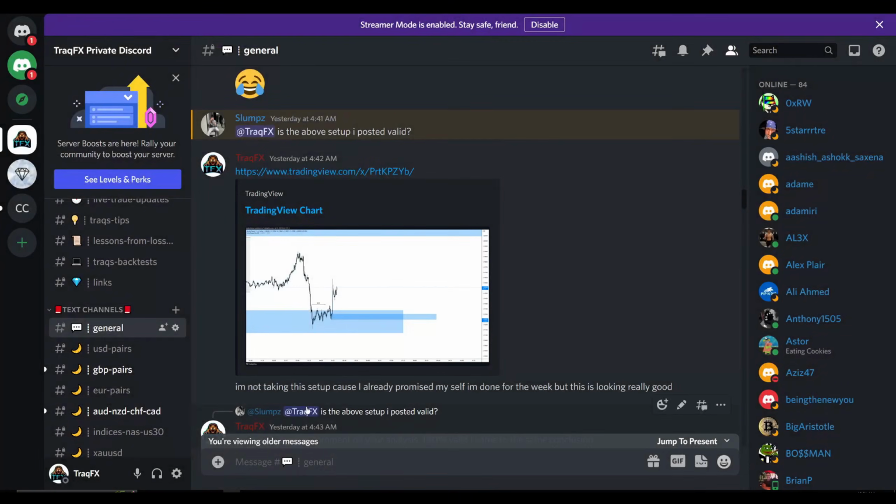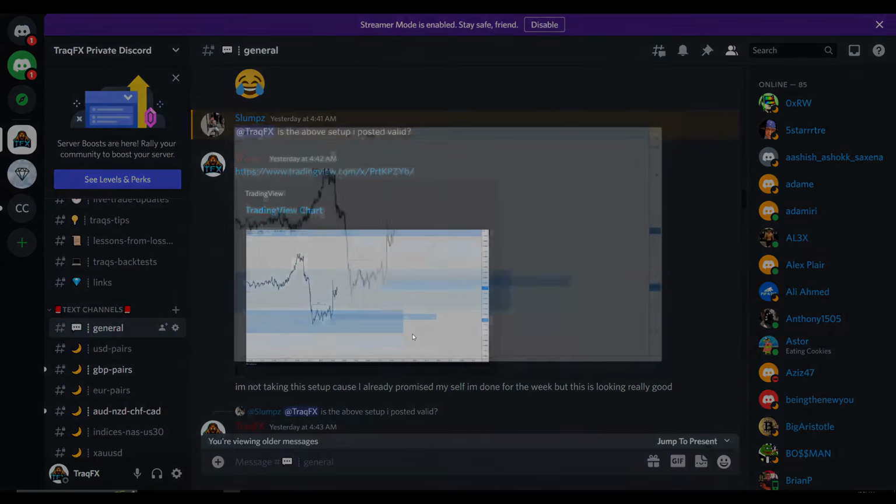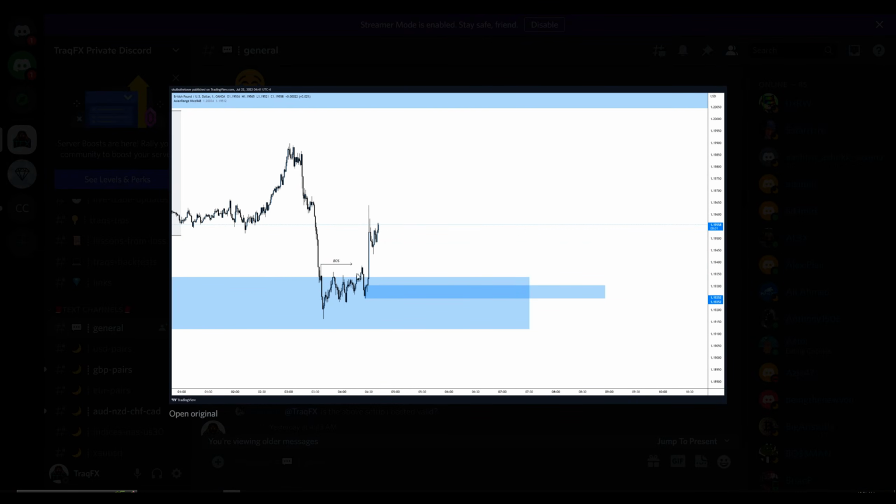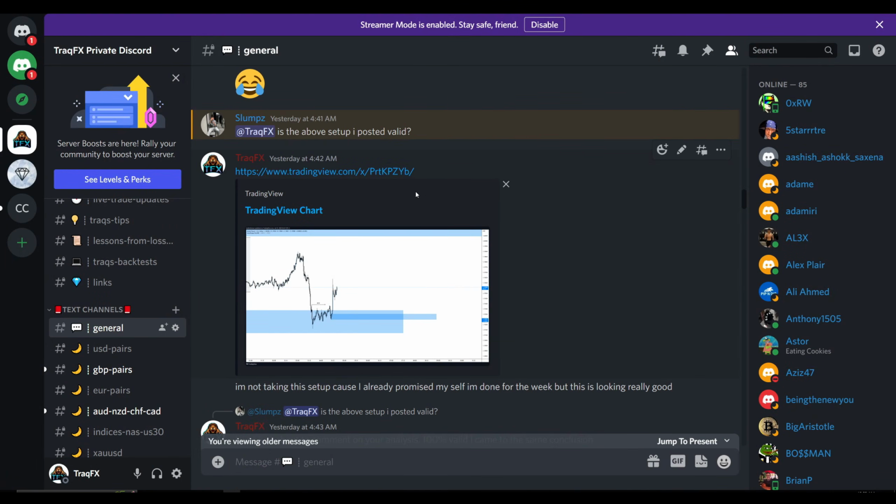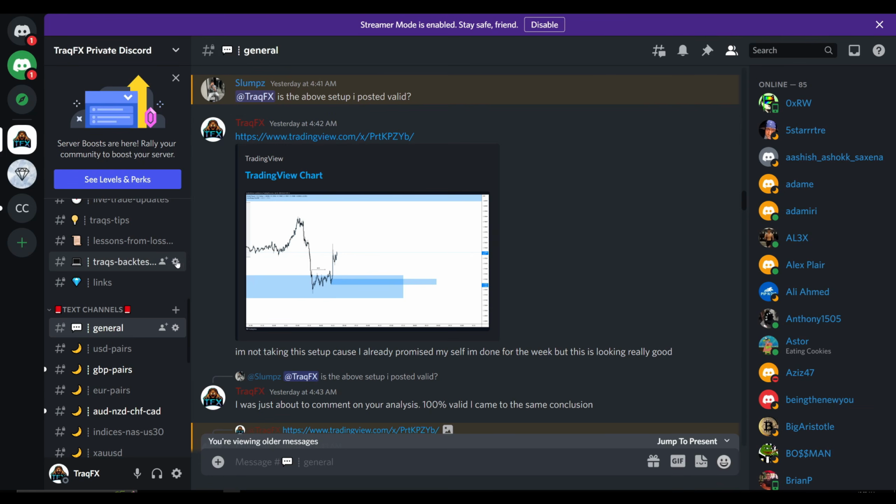I said that I'm not taking the setup, because I already promised myself I'm done for the week, but this is looking really good. We had this nice break of structure, price action entered this level of demand, etc. We didn't set limits here, but this is the area I would have set limits on if I was looking at the charts at the time. As you can see, I sent it to the general Discord so everyone could get it. I didn't send it as a signal because, like I said, I was done for the week. I bagged my weekly percentage and I didn't want to go against my trading plan or my word. So we didn't take the trade.